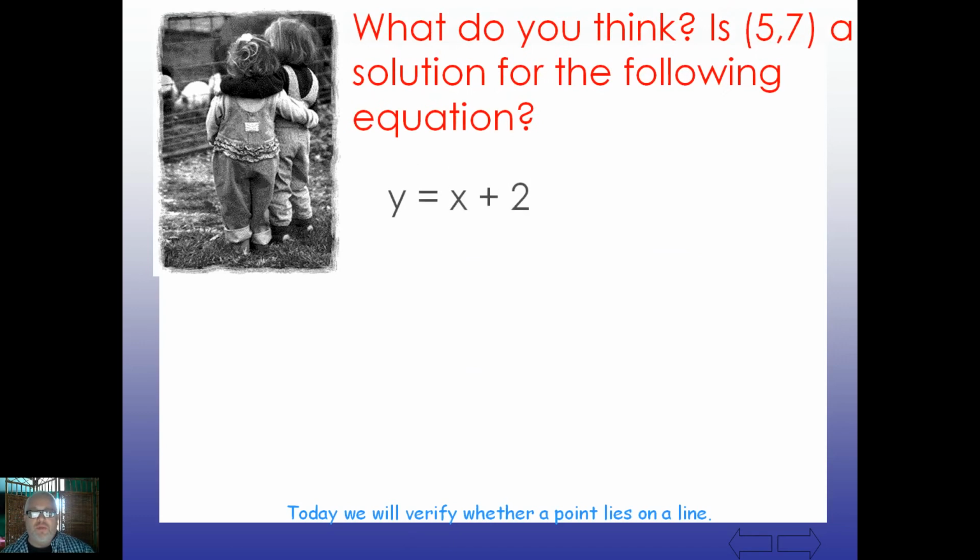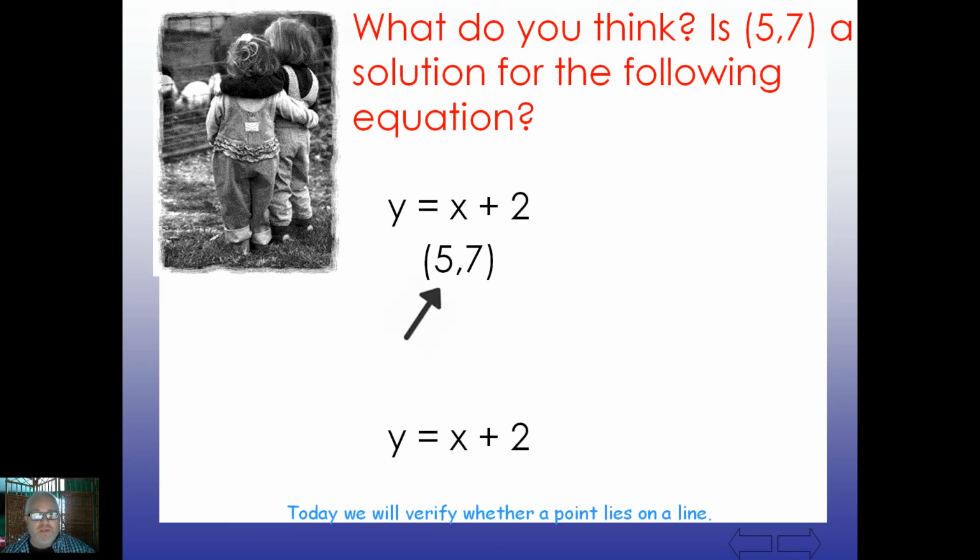Alright, so what do you think? Is (5, 7) a solution to the following equation? So just take a look at this and see what we got. Remember that x comes before y, so our x value is going to be 5, and our y value is going to be 7. So let's plug these in then.